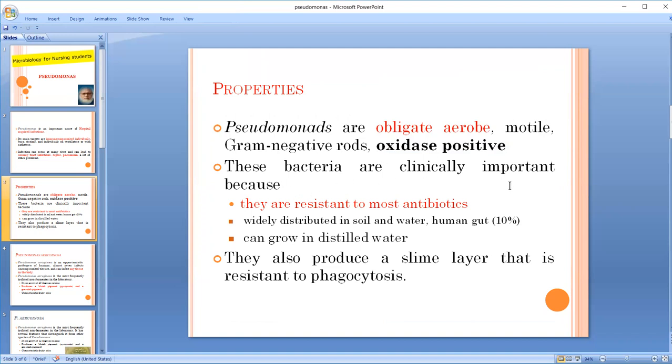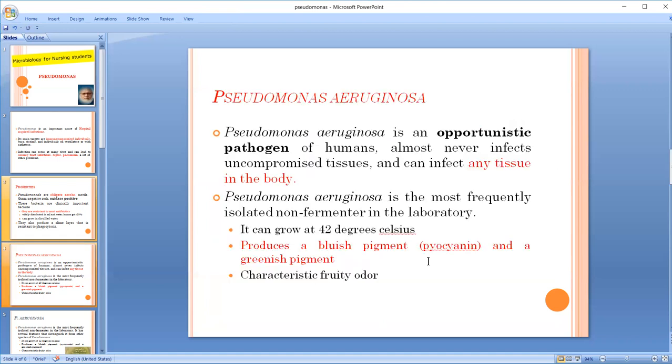They are clinically important because they are resistant to most antibiotics except the anti-pseudomonal antibiotics. They are widely distributed in soil, water and the human gut, and they can grow in distilled water, even in antiseptic solution. They produce a capsule or film layer that resists phagocytosis. There are many species of Pseudomonas, of which, for you nursing students, if you remember only Pseudomonas aeruginosa, that will be enough for you.